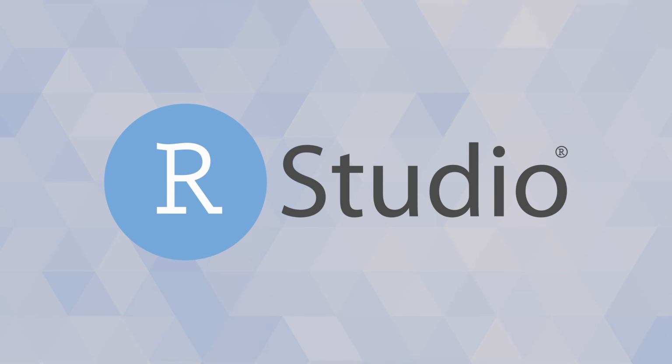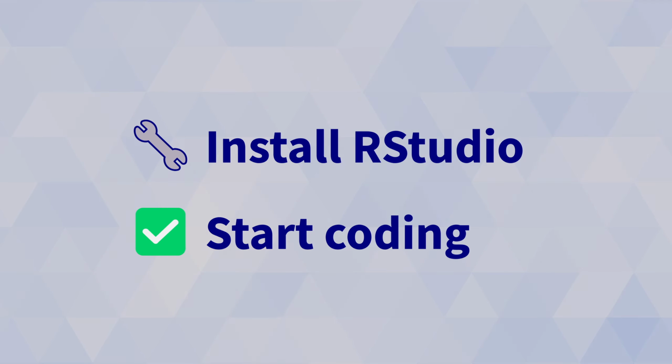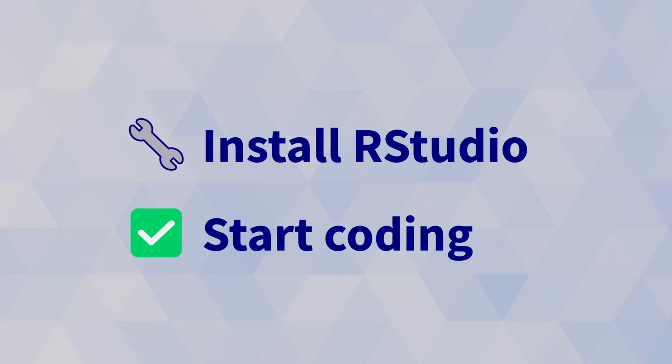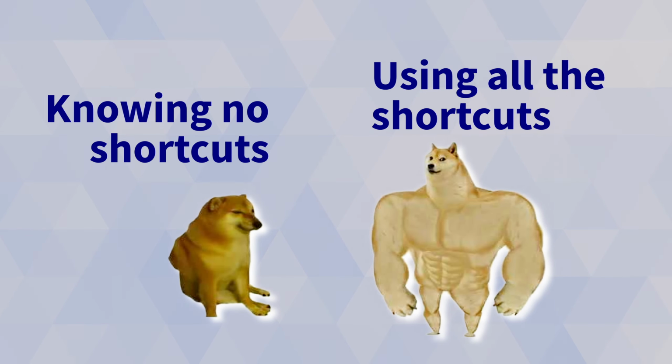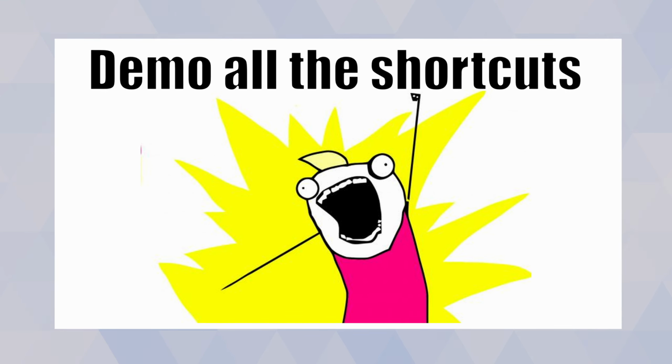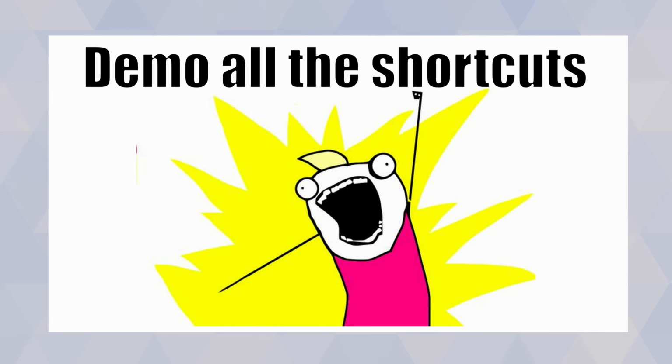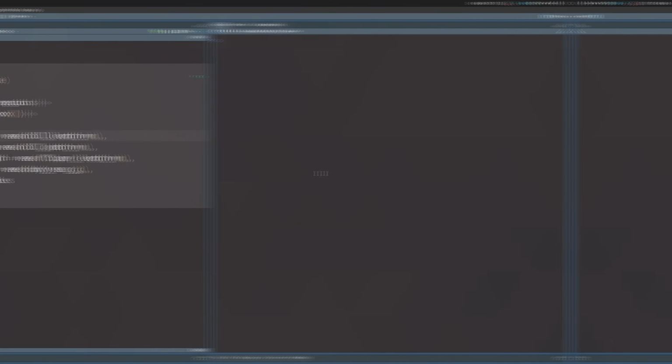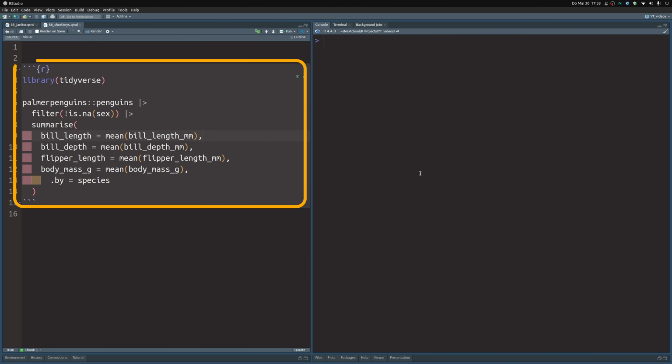RStudio is the premier way to write R code. It is very user-friendly as it's super easy to set up, but it also has a lot of pretty advanced features. And in today's video I'm going to show you a couple of my favorite shortcuts and settings that I use in RStudio. In my code file you can see that I have included a code chunk.